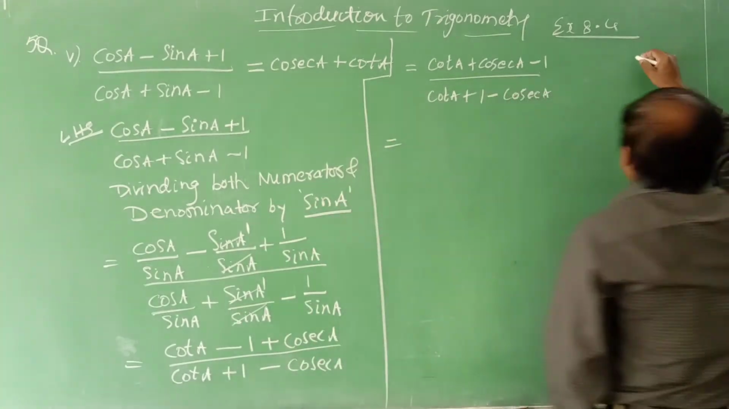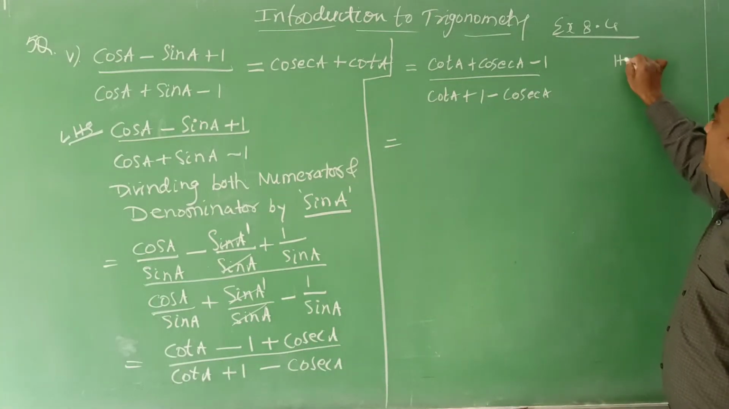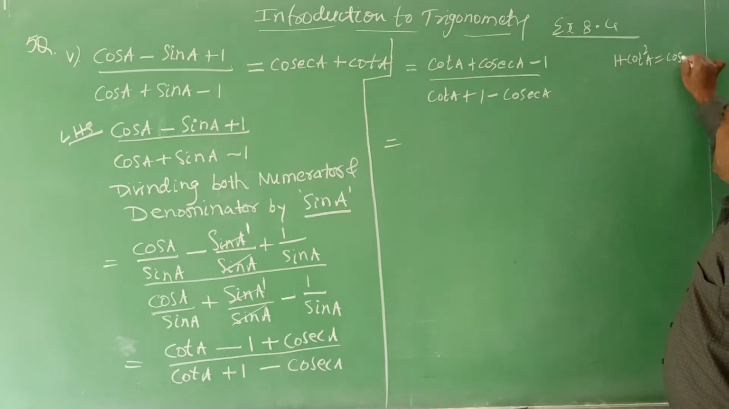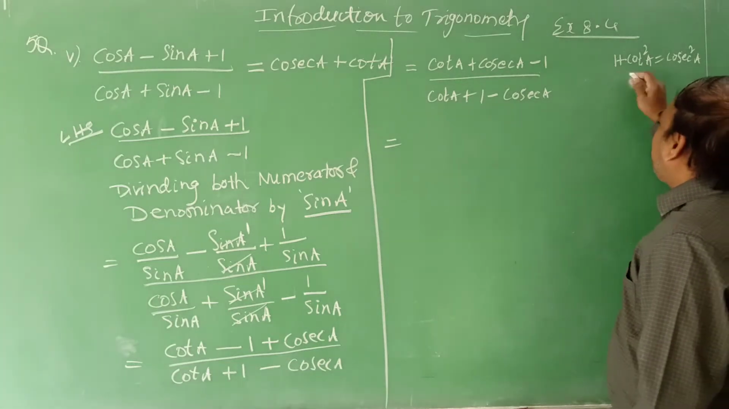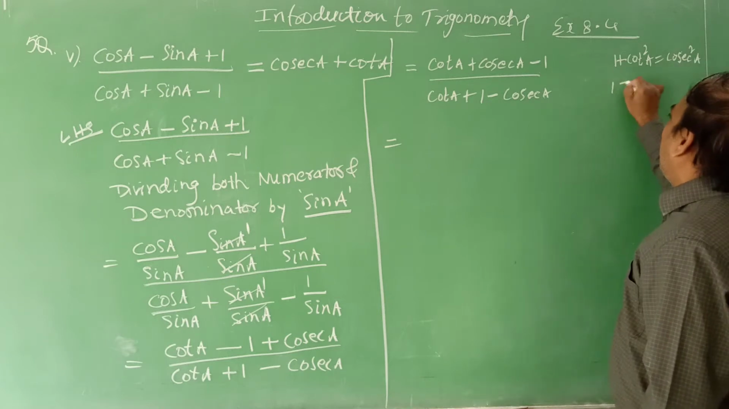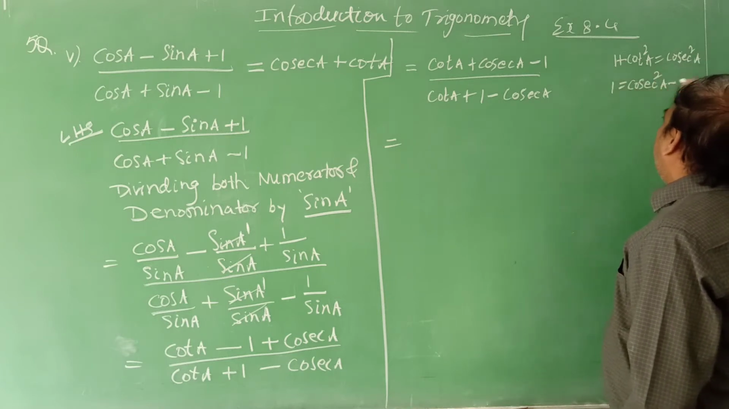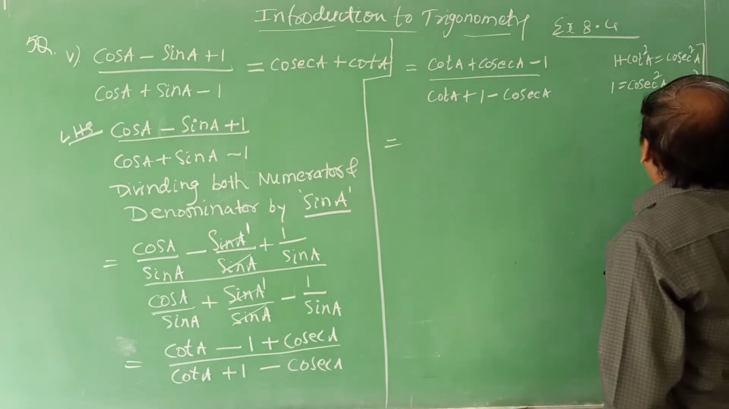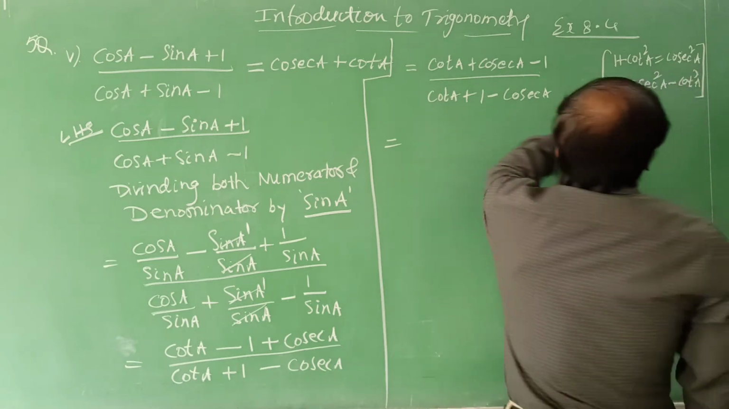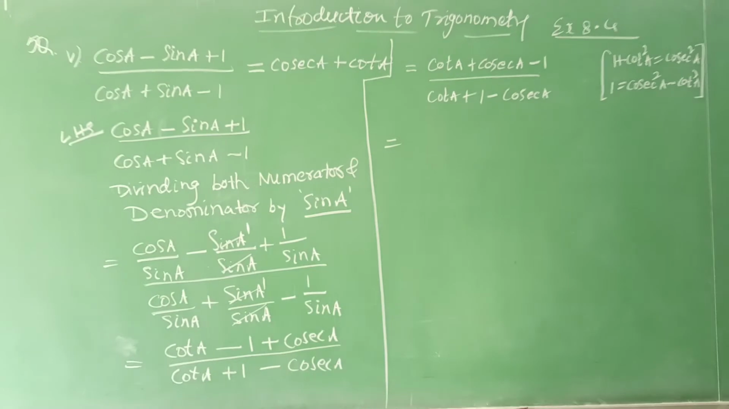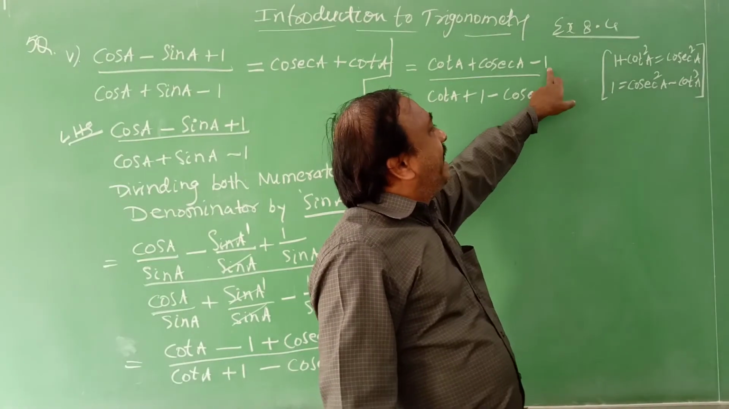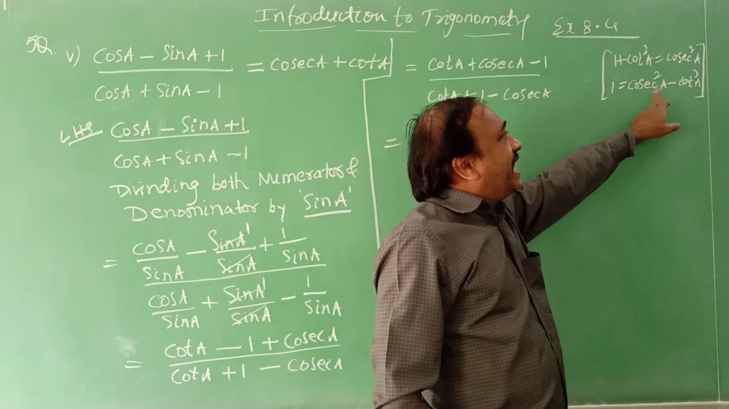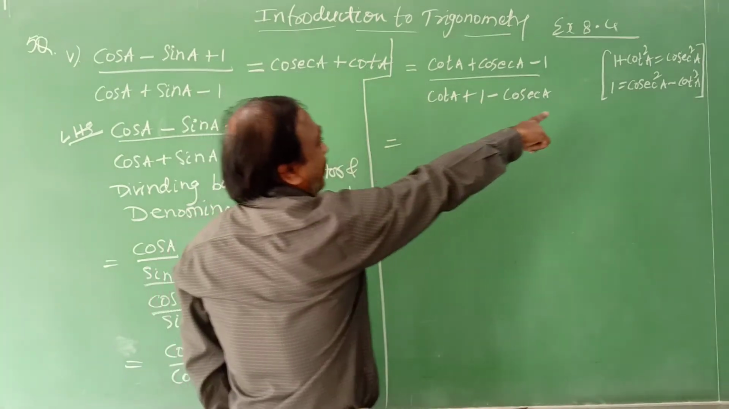What is the identity? 1 plus cot square A is equal to cosecant square A. Now from this, transposing cot square A to the other side, 1 is equal to cosecant square A minus cot square A. So this 1 I am writing in the numerator part as cosecant square A minus cot square A.